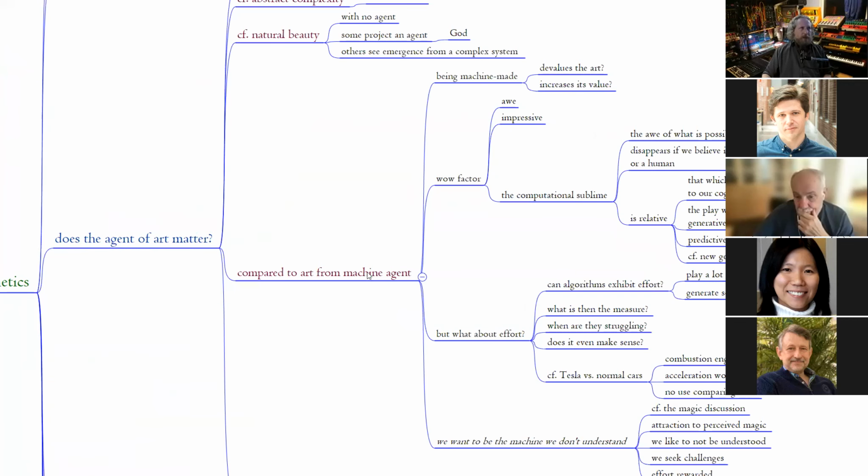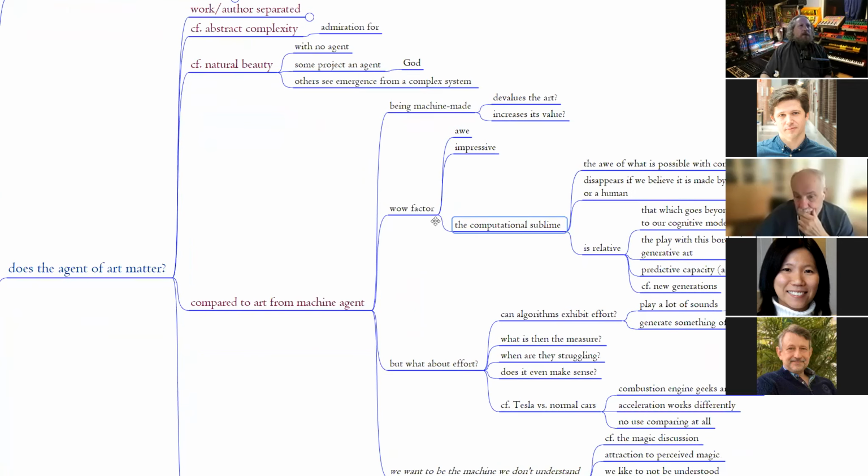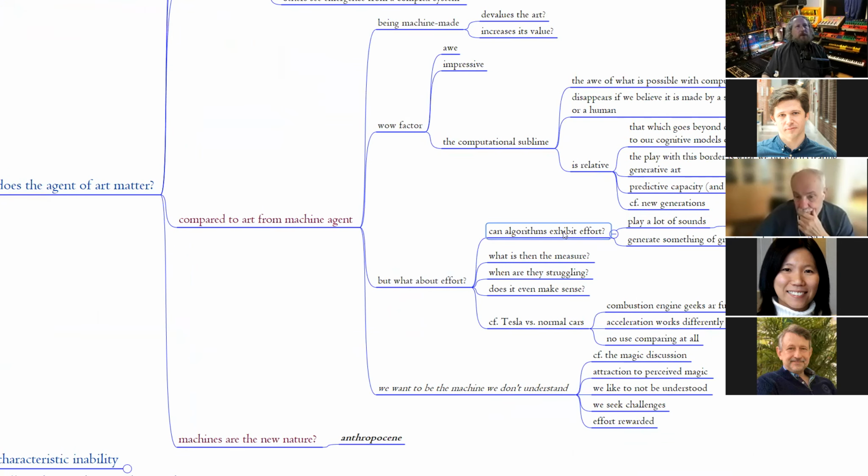There is a large discussion of what we perceive. If we know it's from a machine, we can actually like it more because there's a wow factor. There's something called the computational sublime, also a term from John McCormack actually. There's this wow factor. But also effort comes in. Is there an effort with an algorithm? We can perceive effort in terms of complexity, of density, of perceptual streams, etc. But it doesn't really make sense in terms of machines. So this is also another huge topic.